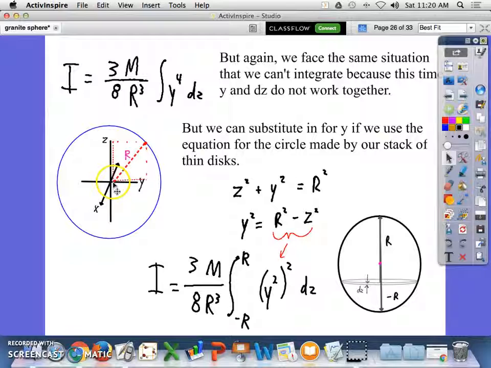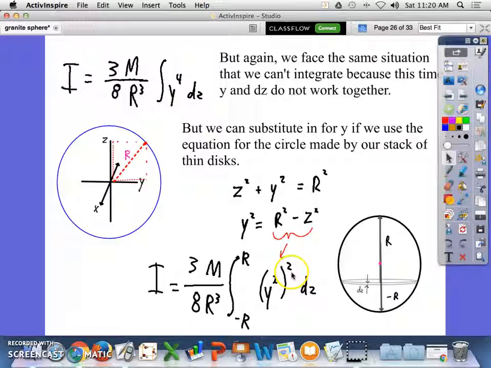So we've got y this way, z this way. We're on a circle, so we've got this radius here. So we've got the equation for a circle, basically: z squared plus y squared equals r squared. If we rearrange to isolate for y, then we can put this r squared minus z squared in for this y to the 4th.